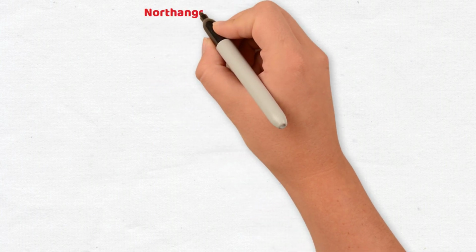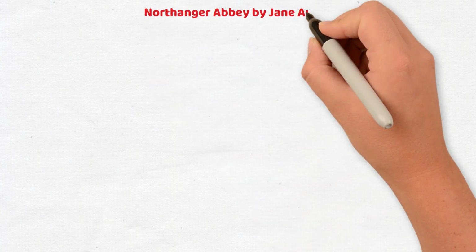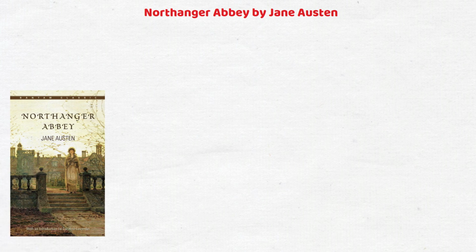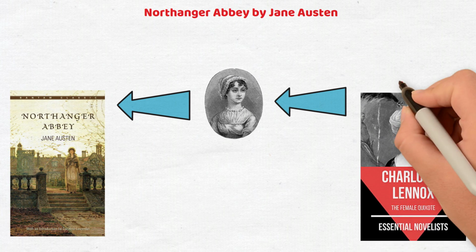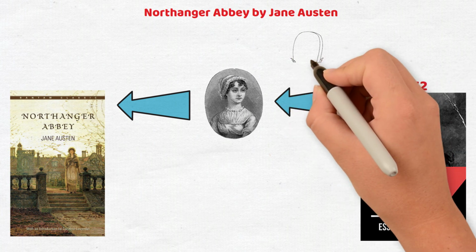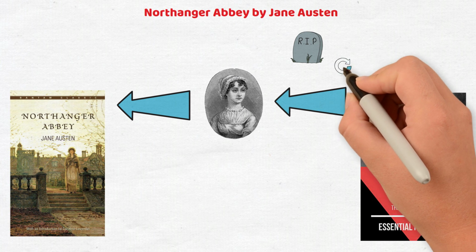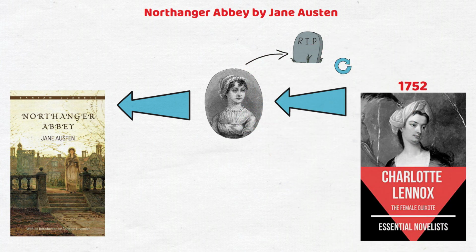Good morning students, today we are going to discuss another novel by Jane Austen, and that is Northanger Abbey. Jane Austen wrote it after being influenced by Charlotte Lennox's novel The Female Quixote, published in 1752. The book was published after the death of Jane Austen, along with her other novel Persuasion.